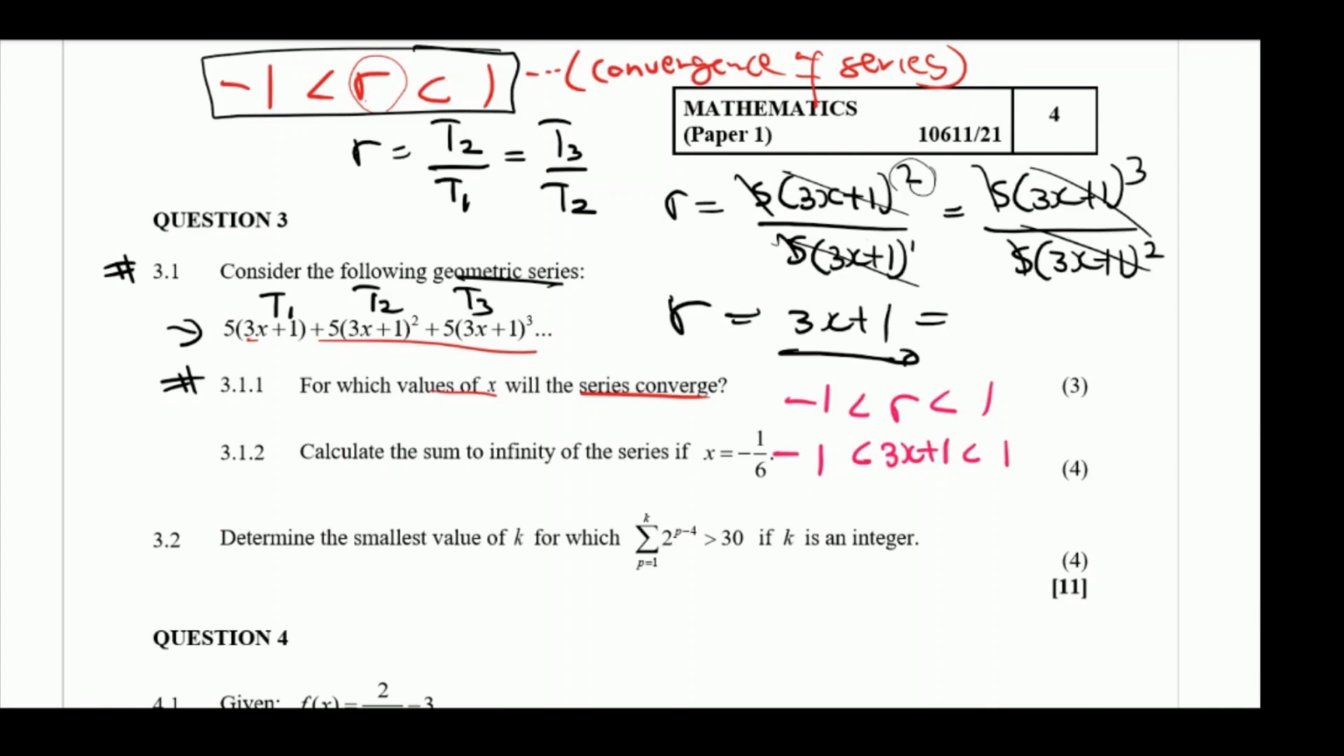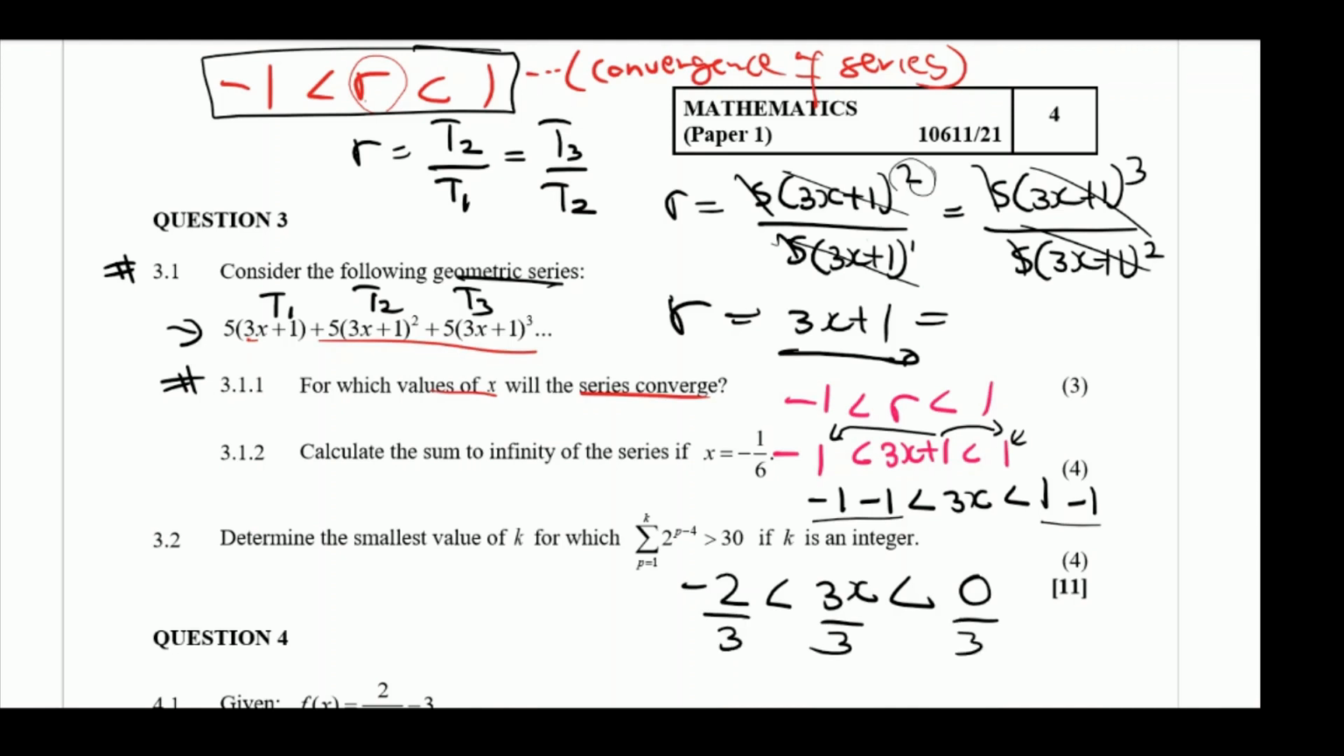So for us to solve here, you must transpose the 1 on both sides. So we're going to have -1, because they change the sign from positive to negative, less than 3x, less than, so it's going to be the 1, which is this one here, and then -1. So you're going to have 3x less than, so this 1 minus 1 is going to give you 0, less than this -1 minus 1 is going to be -2. Divide by 3 on both sides. You're going to have x lies between 0, because 0 divided by 3 is 0, and -2 over 3. So this is your convergence of the series.